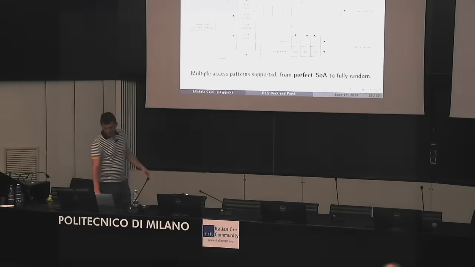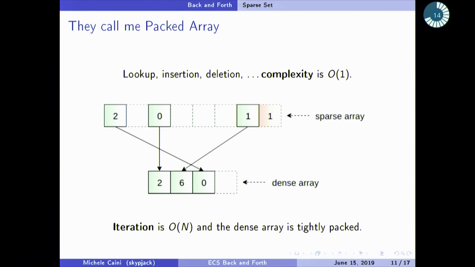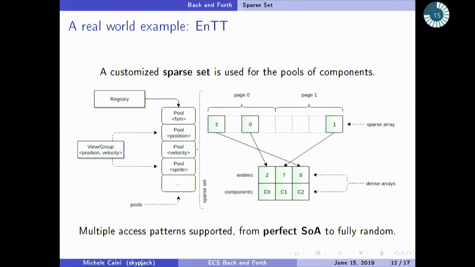This model is used in several ways. There is a library written by a guy that had some talks here at the Italian C++ conference, Vittorio Romeo. The library is called ECS. It's a bunch of templates, a really well-written library, but an incredible amount of templates. And he uses a sparse set to keep track of the entities directly within the system.